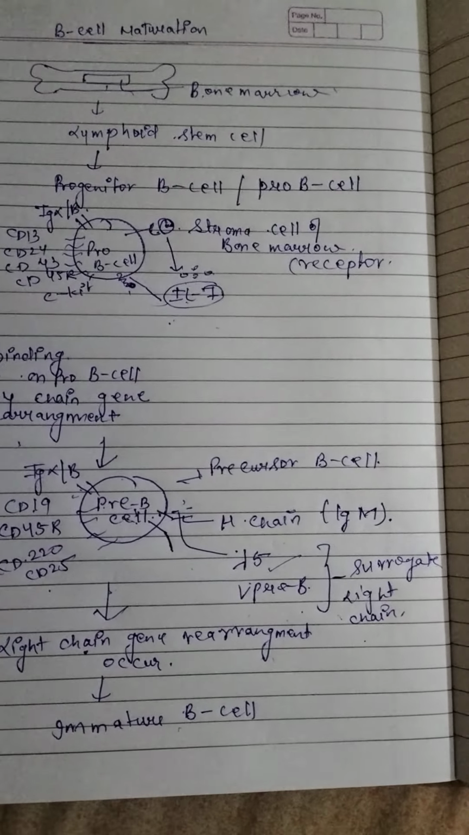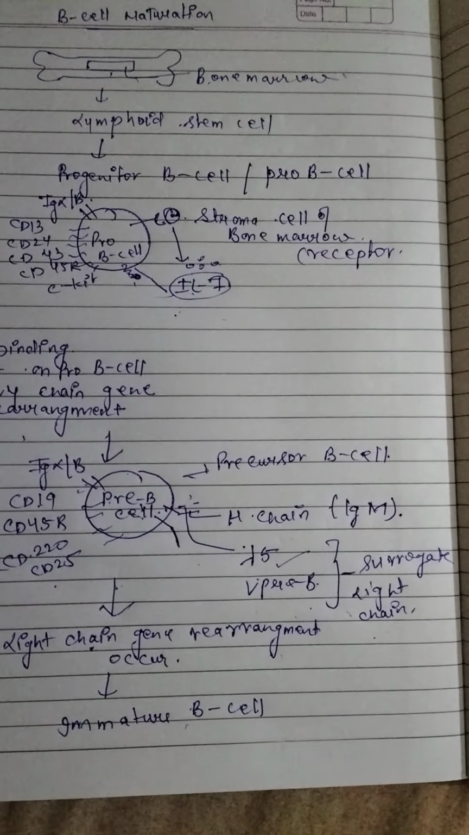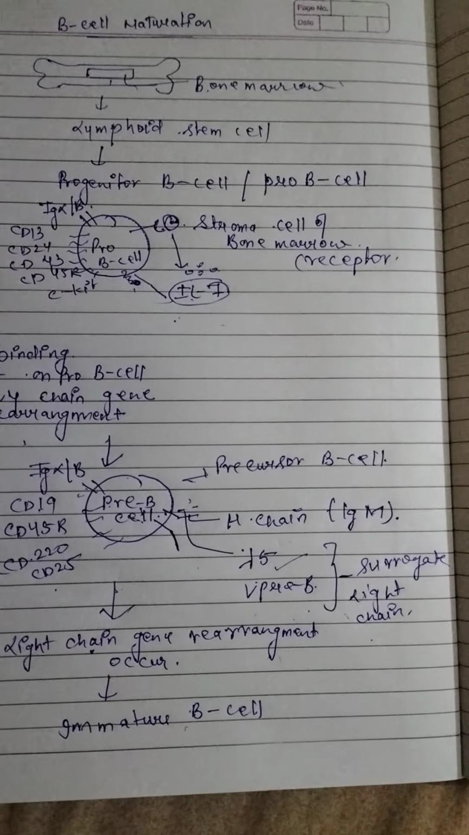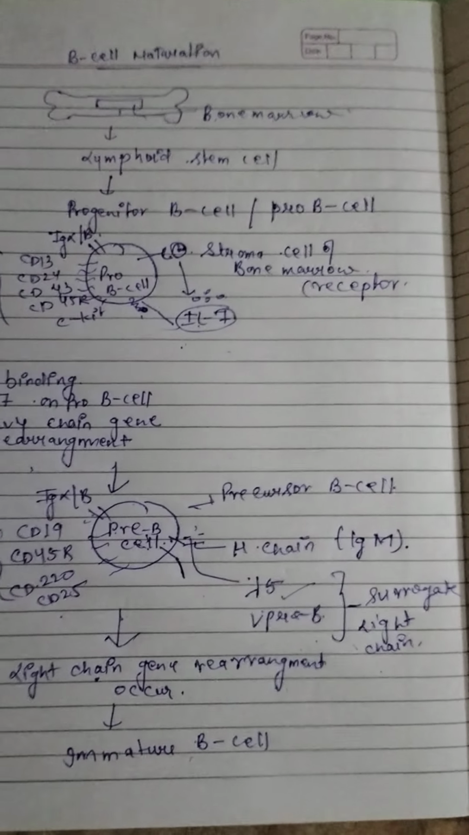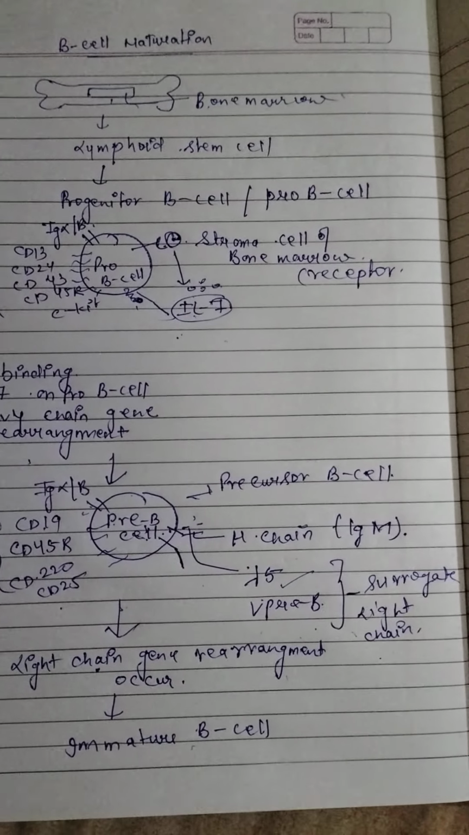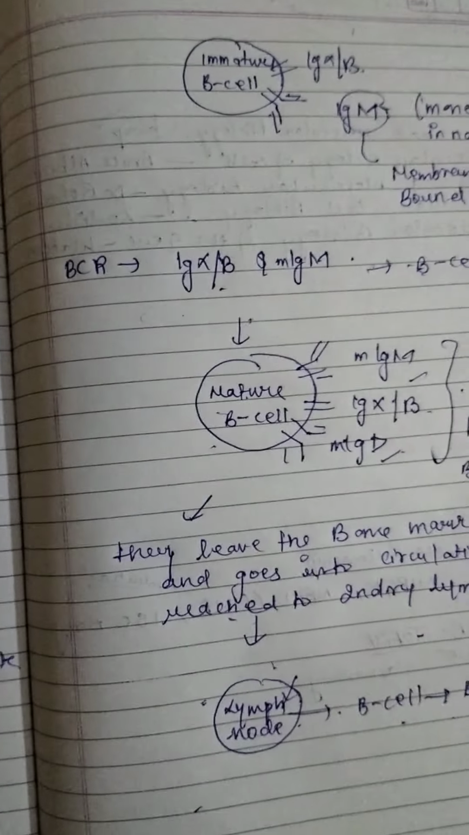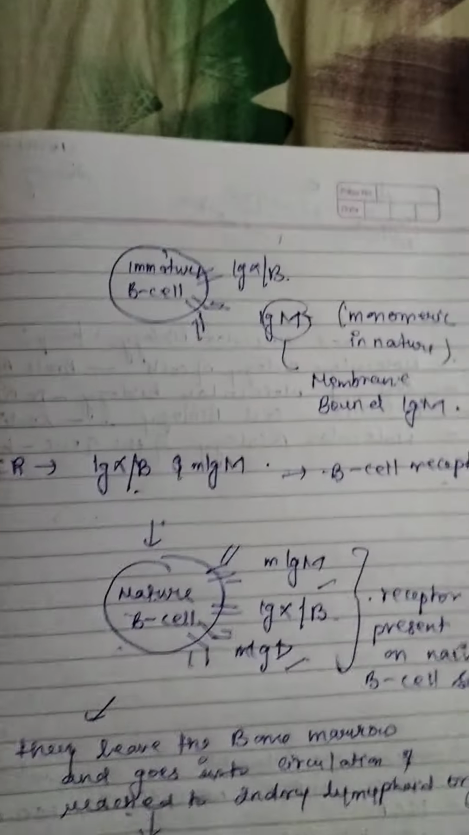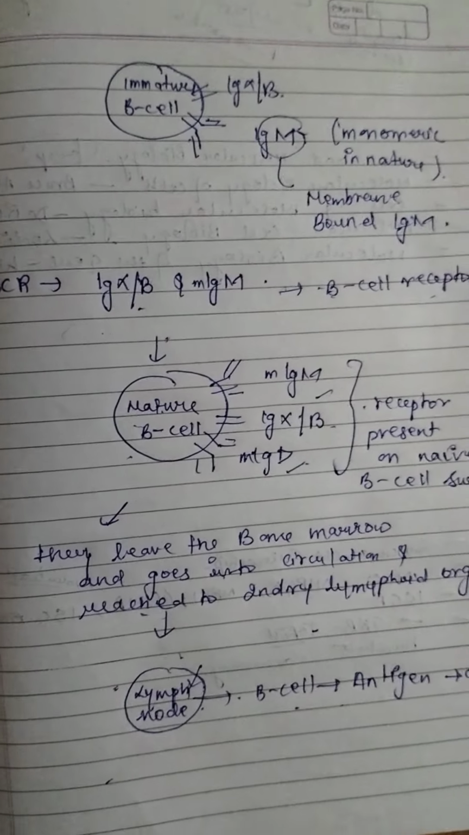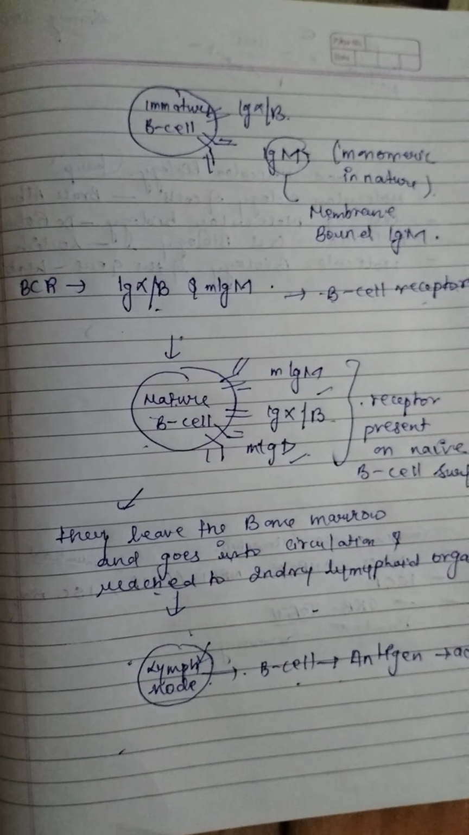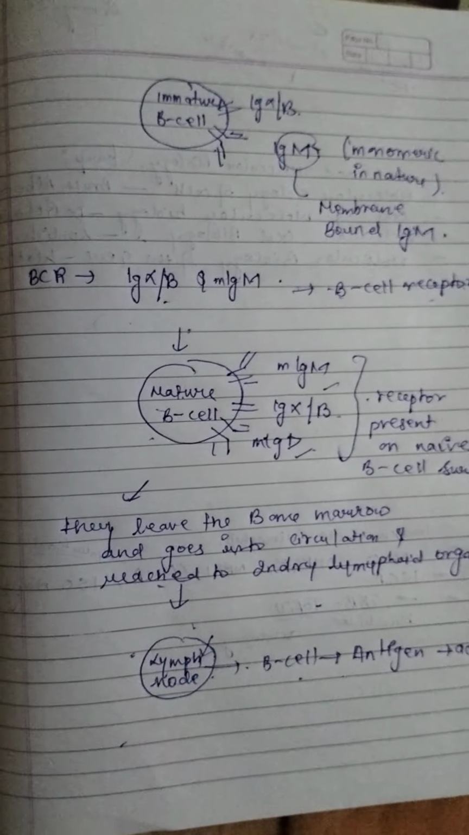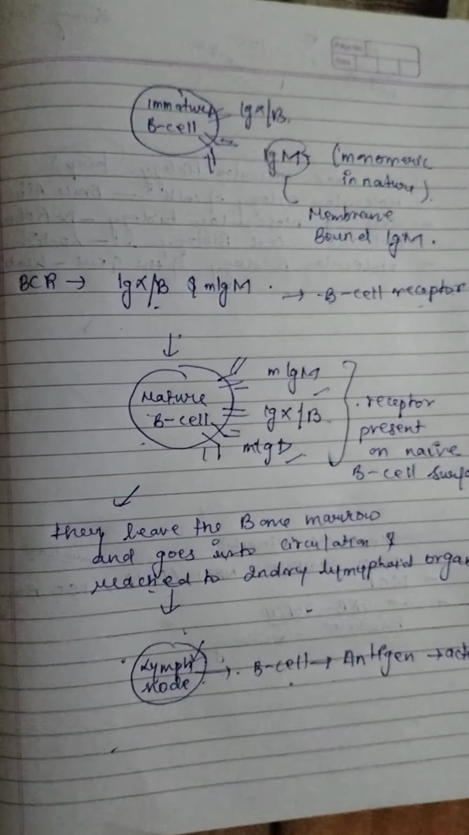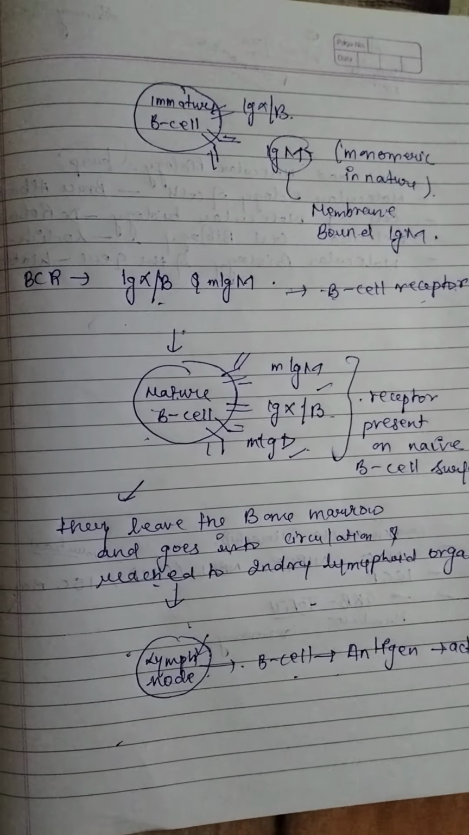The surrogate light chain checks whether a light chain binds or not at this point. So the pre B cells, after light chain rearrangement, convert into immature B cells. The immature B cell consists of Ig alpha and beta and also IgM, which is monomeric in nature. So the immature B cell converts into a mature B cell.